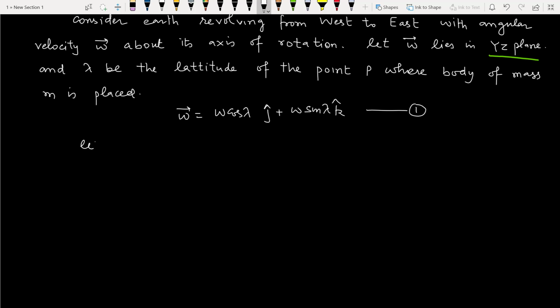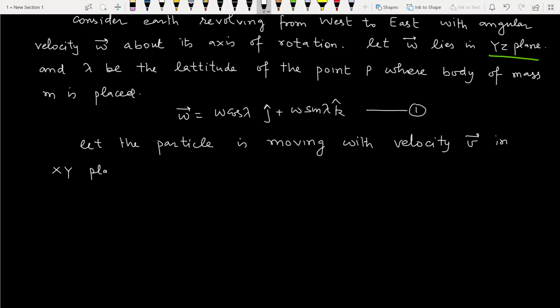Let the particle be moving with velocity v in the xy plane. So the velocity vector has two components, Vx i cap and Vy j cap.